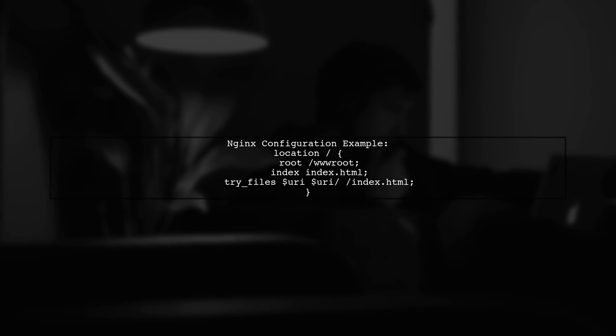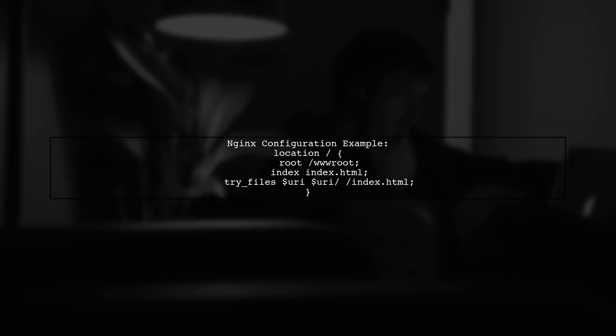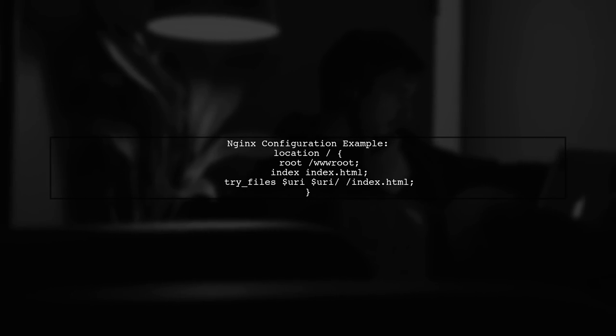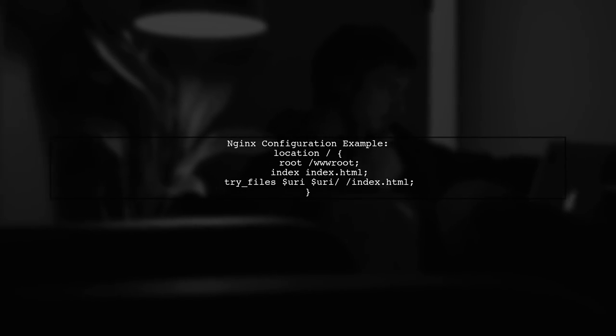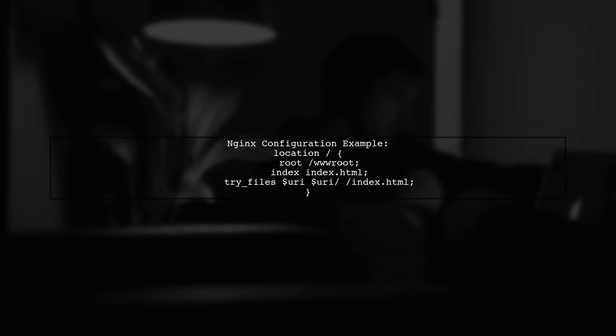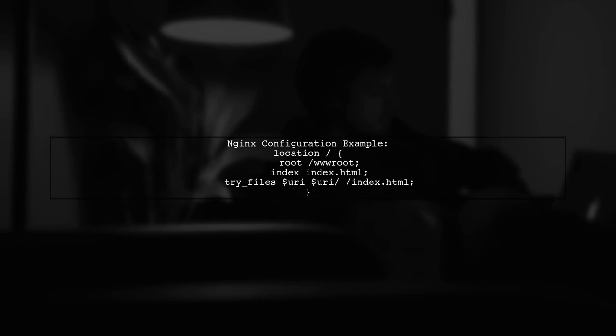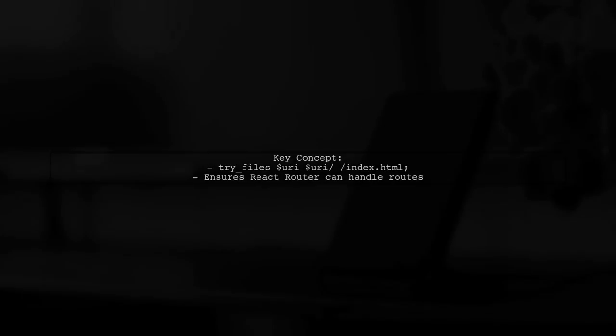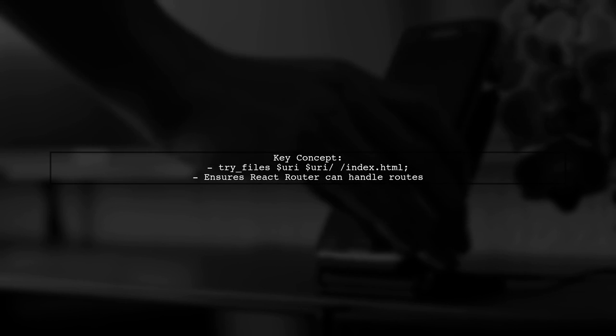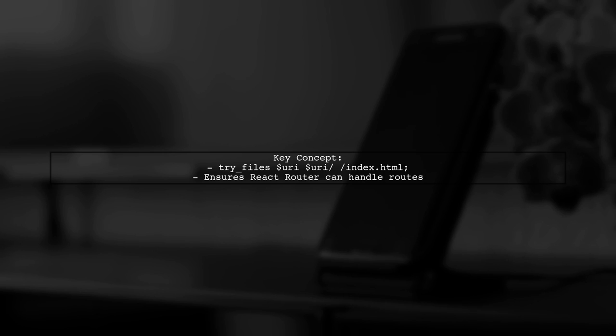In your Nginx configuration, you need to modify the location block to ensure that all requests are directed to your index.html file, except for static files. The try files directive attempts to serve the requested file. If it doesn't exist, it falls back to serving index.html, which is crucial for React Router to work properly.